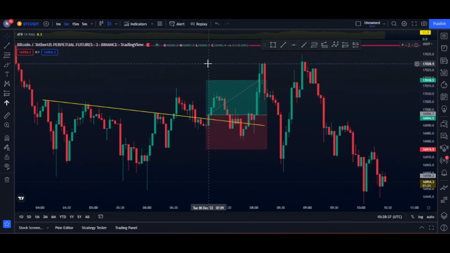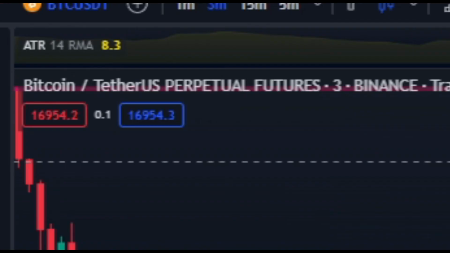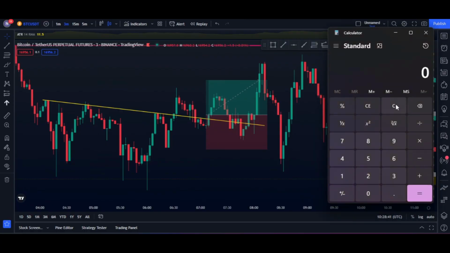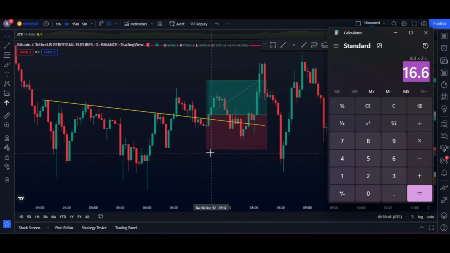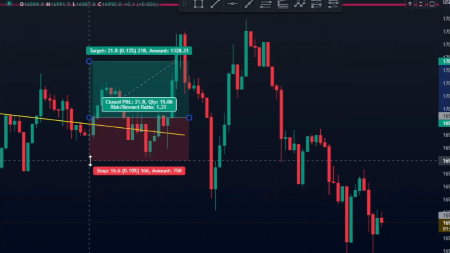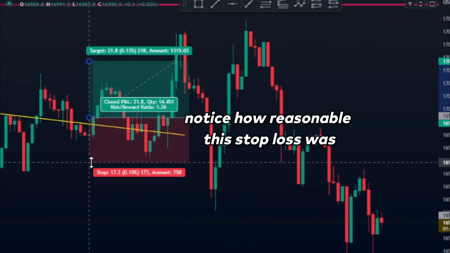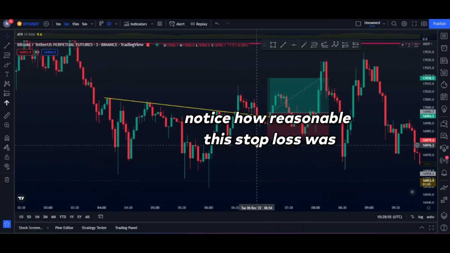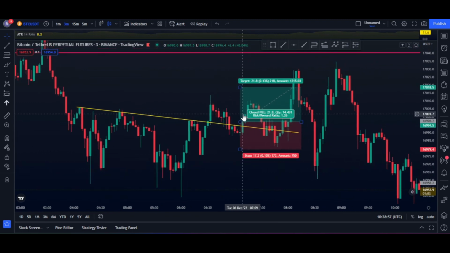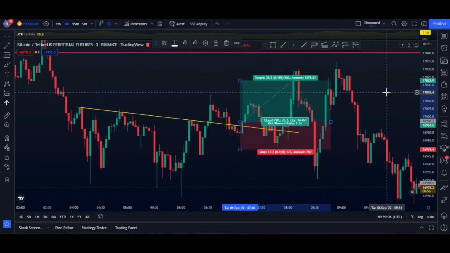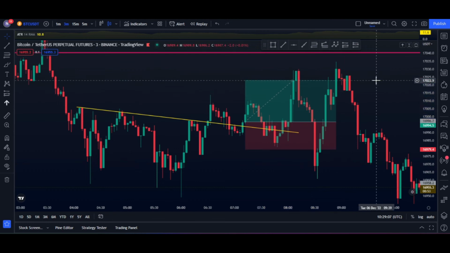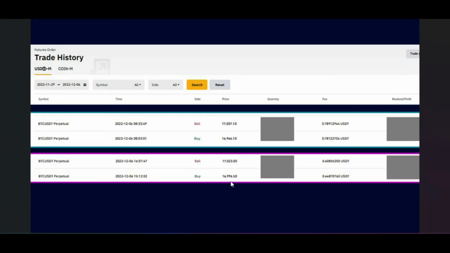so I decided for an entry. Okay, and then for my stop loss right over here, 8.3, I multiply it by 2, so 8.3 times 2, I have 16, or if we round it off, I have 17 for my stop loss. So it's just right over here. Yeah, just right over here, guys. And then for my take profit, I would just adjust it to 1 to 1.5 risk to reward. And as you can see, that is just another win, as you can see here as well.